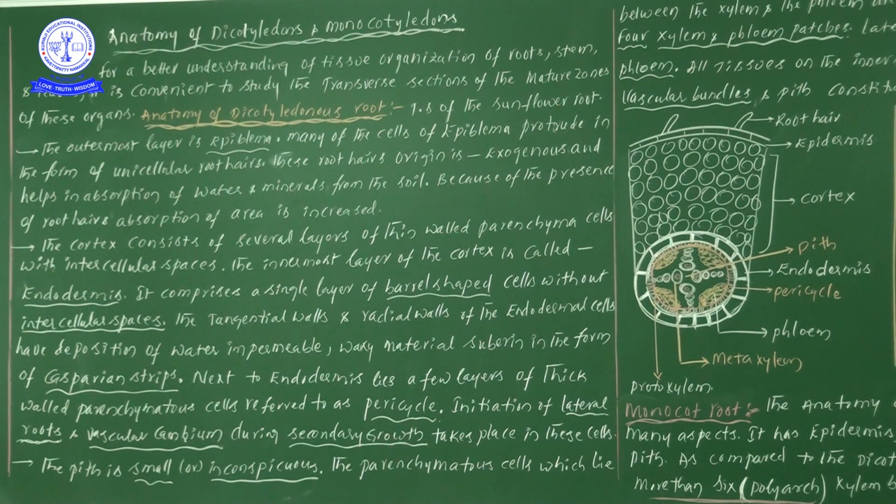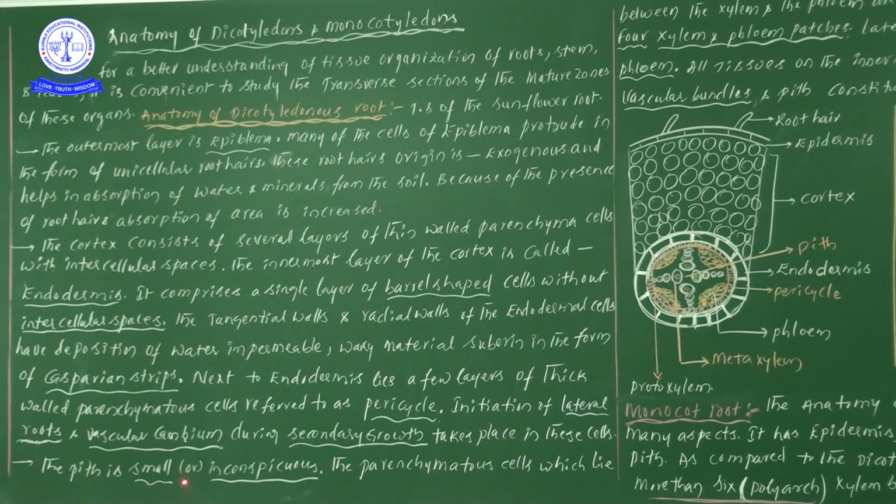The structure and location will be explained exclusively in secondary growth. But on this occasion, what is the point you have to remember? Pericycle definitely involves in the initiation of lateral roots, and one more is vascular cambium. So vascular cambium and lateral roots are definitely formed from the pericycle.